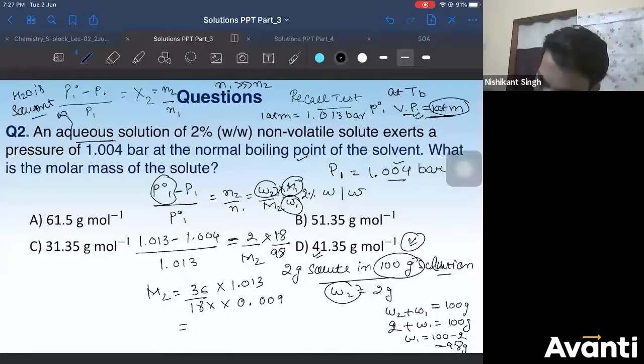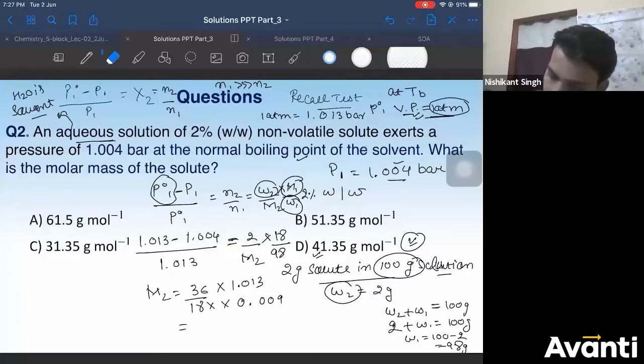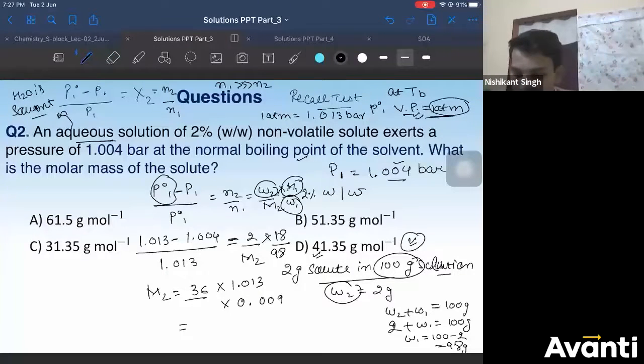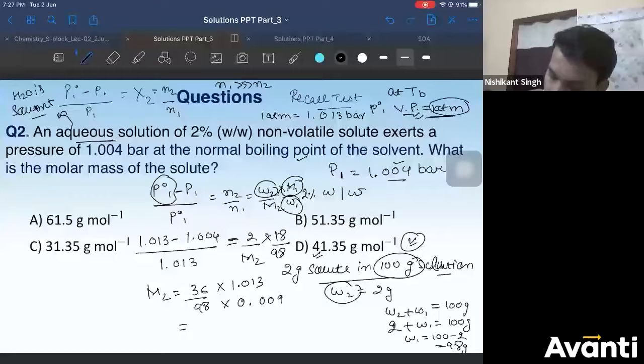One minute. So this is M2, 1.013, 36. This 18 will not be here, no? Why have I written this 18 here? Yes, 18 won't be there. It is 98. Okay, all right. Let's simplify. 36 by 98.